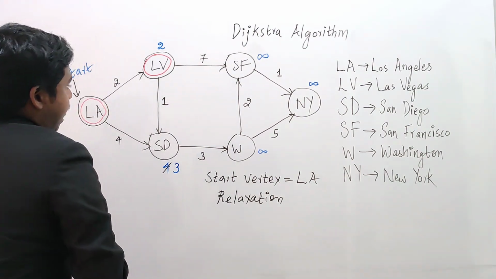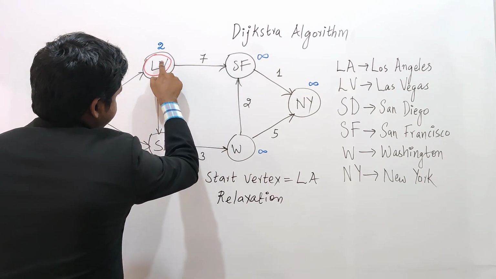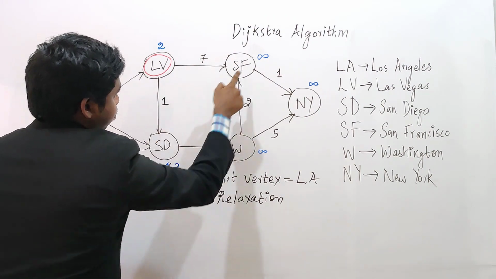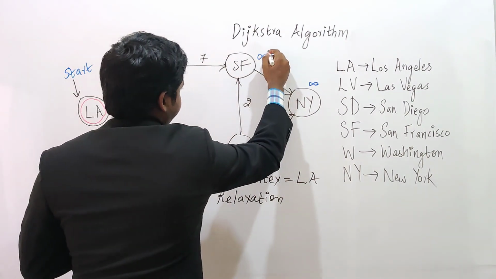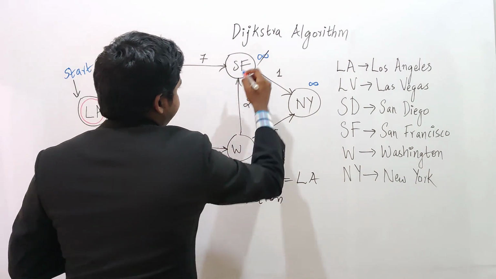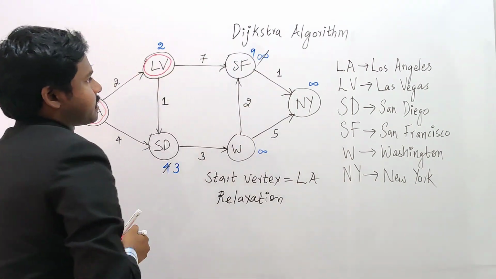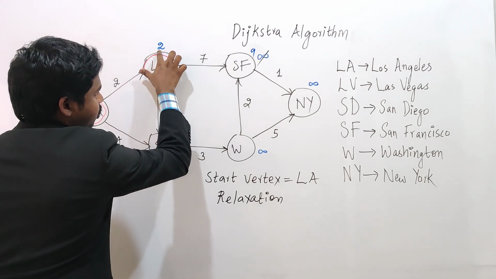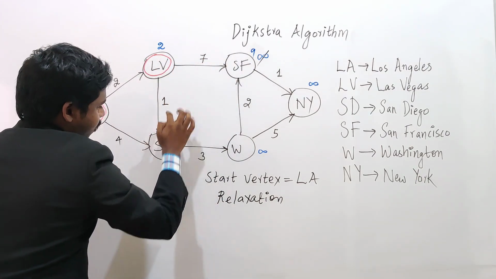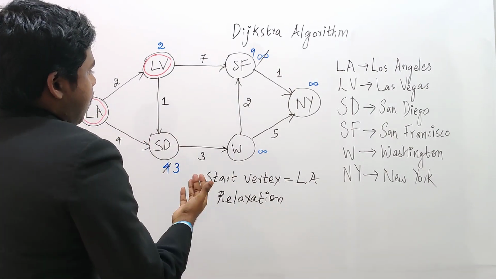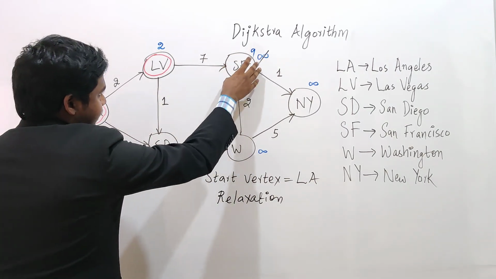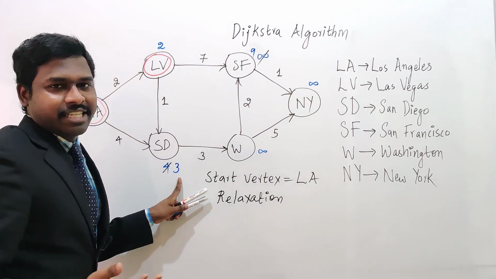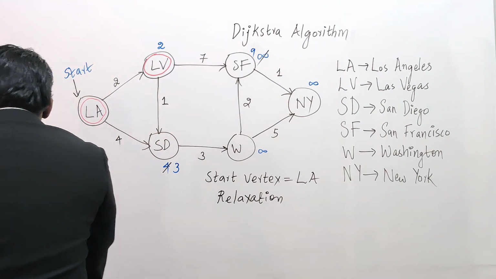But if you take this path, from here, if you take San Francisco, then it will be 2 plus 7. It will be 9, right? So you have to cut this and put 9 here. Because 9 is the new distance, because from here you have already reached 2. So 2 plus 7 will be 9. 2 plus 1 will be 3. And that's all. Now, from 9 and 3, which is the smaller one? 3 is obviously the smaller one, and you have to go there.